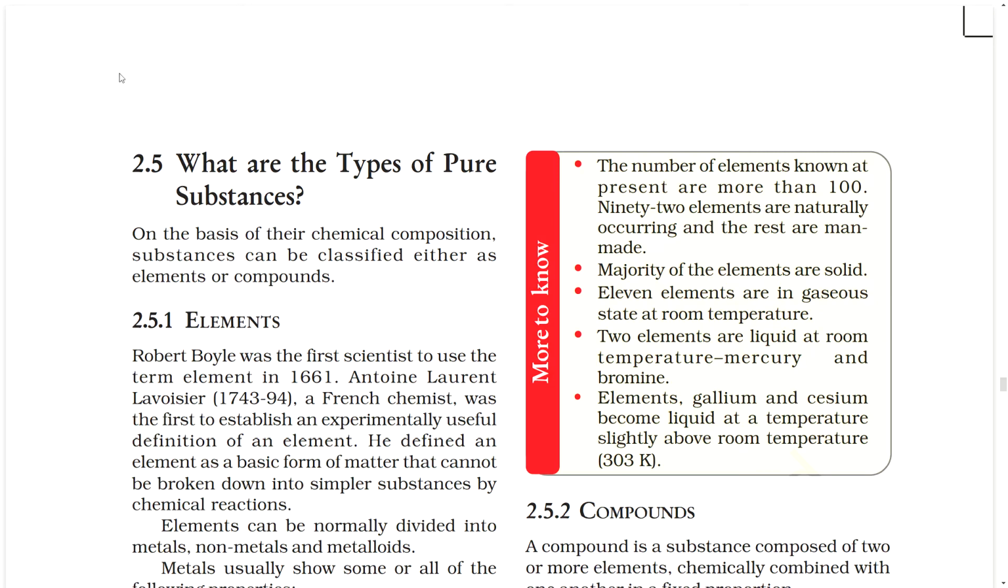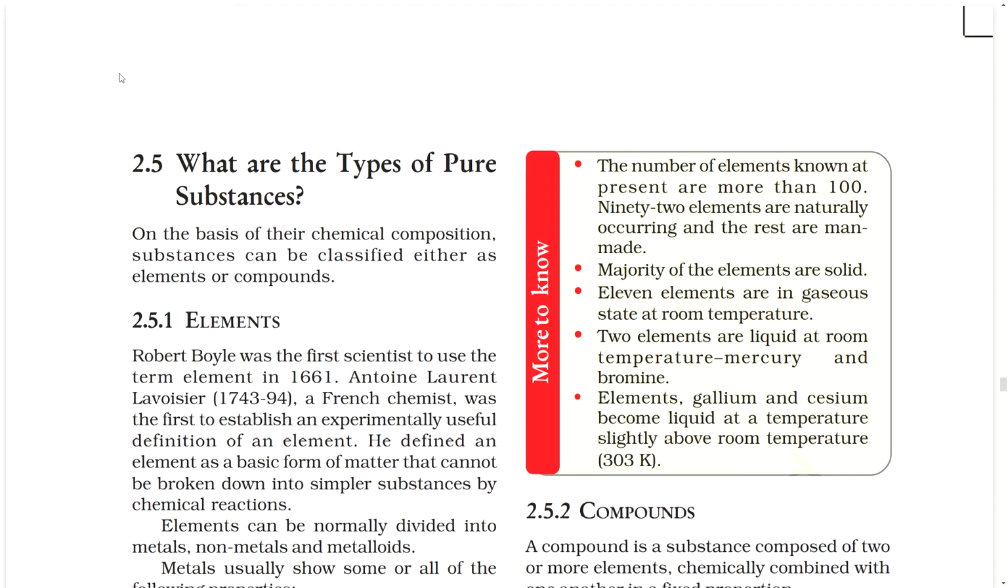2.5. What are the types of pure substances? On the basis of their chemical composition, substances can be classified either as elements or compounds. 2.5.1 Elements. Robert Boyle was the first scientist to use the term element in 1661.